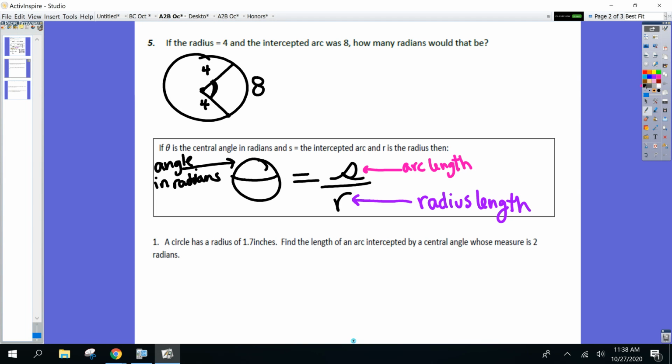All right, so let's go back up to problem number 5. We needed to find what the angle was in radians, and I knew the arc length and the radius length. So theta equals S over R.